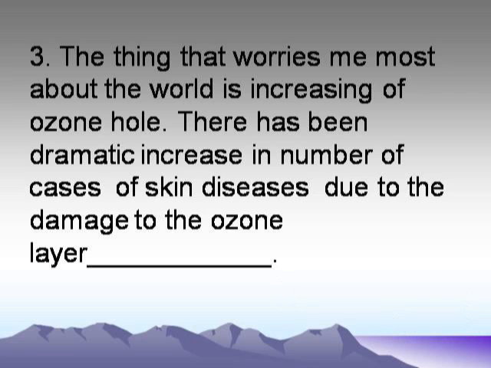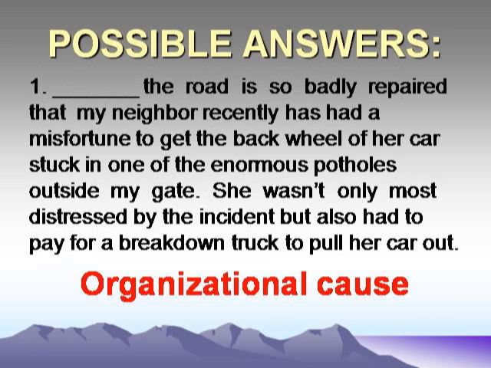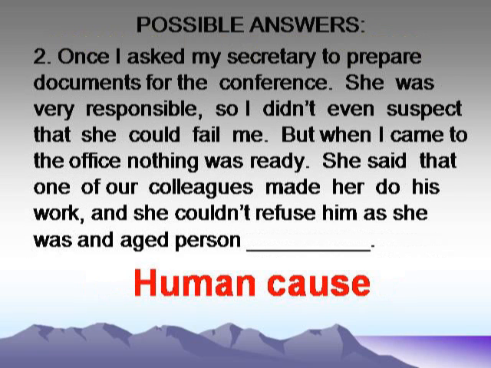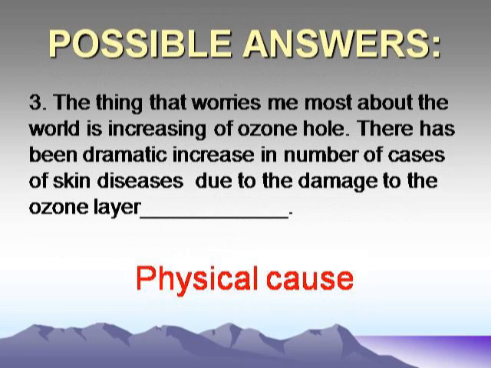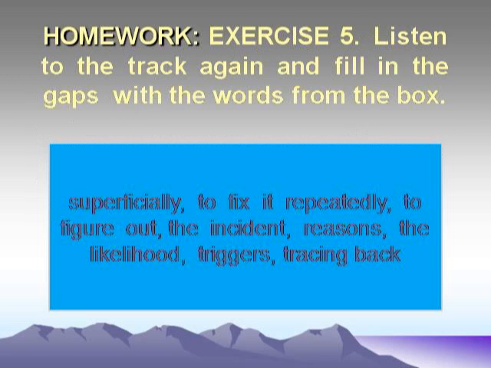If you found, let's check your answers. The first one about the road problem was organizational cause, and the second one about the secretary was human cause, and the last one about the ozone layer was physical cause. Check your answers, please. And now I'll give you home task.